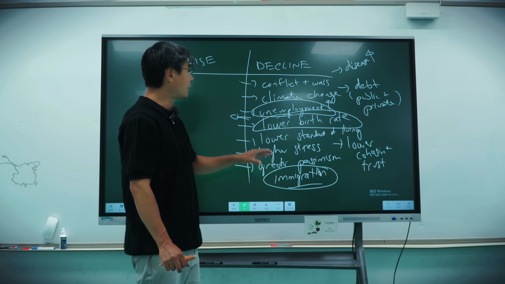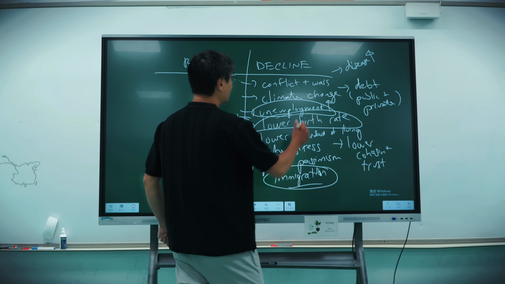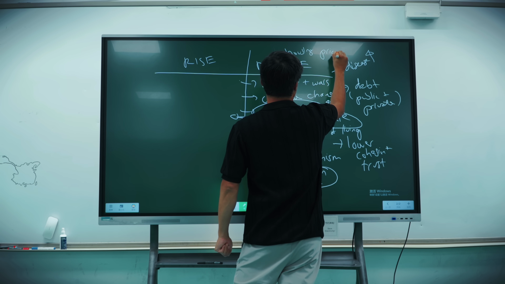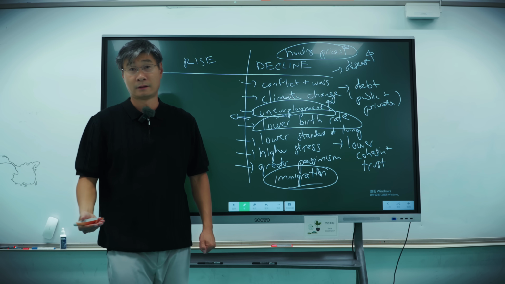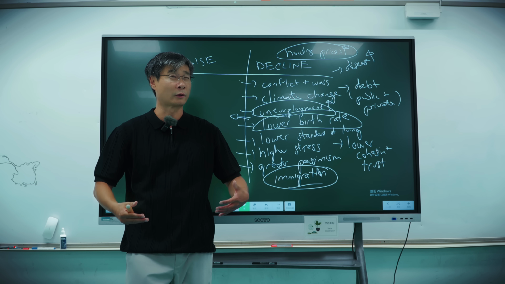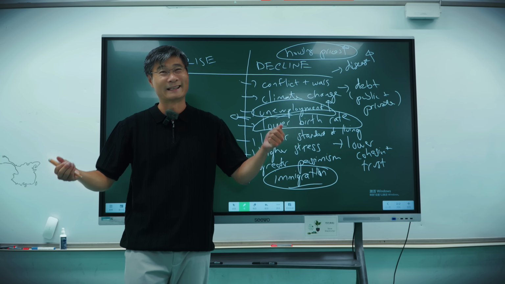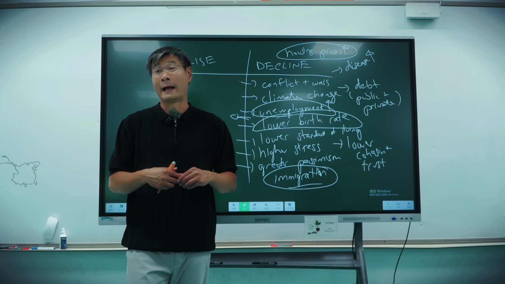Another sign of decline is that housing prices go up, so people can no longer afford to buy a house. This is true in China. Young people can no longer afford to buy a house, but it's also true throughout the world. It's really hard for young people to get by.